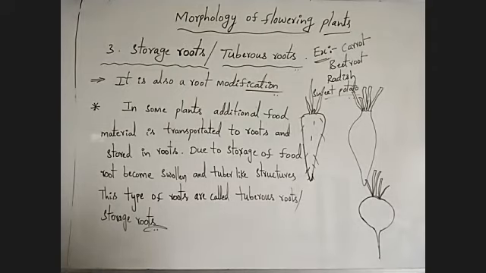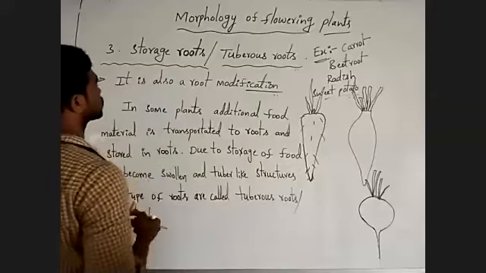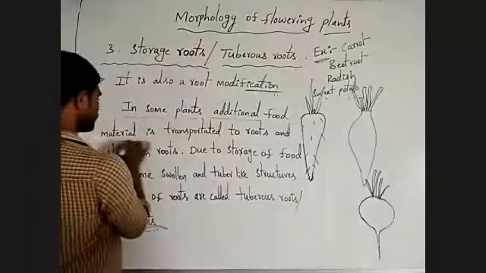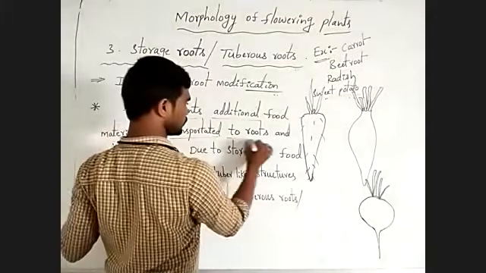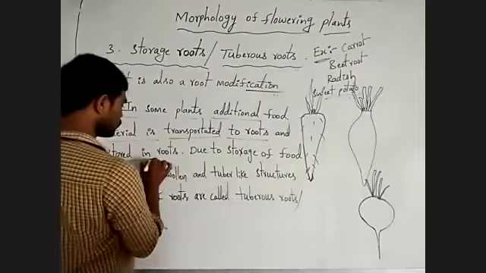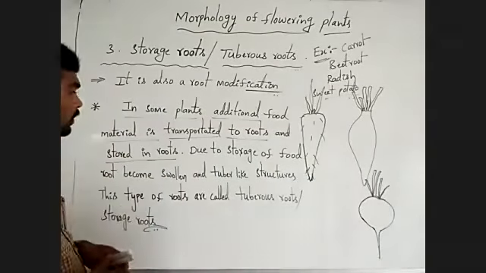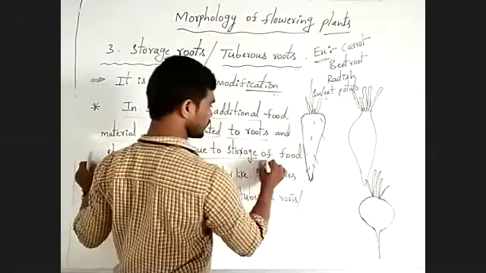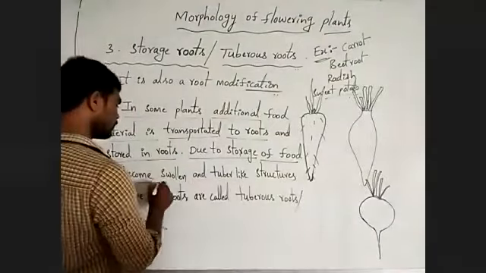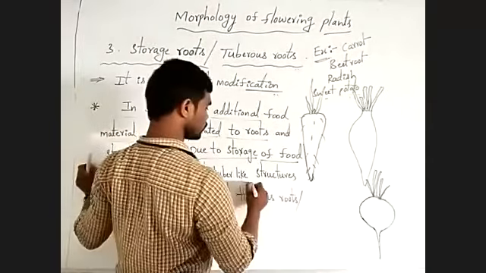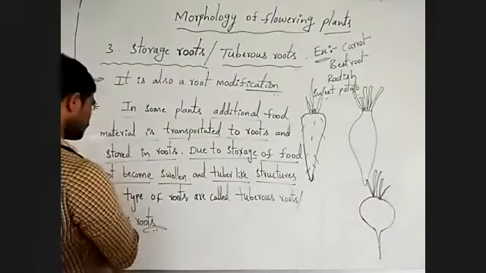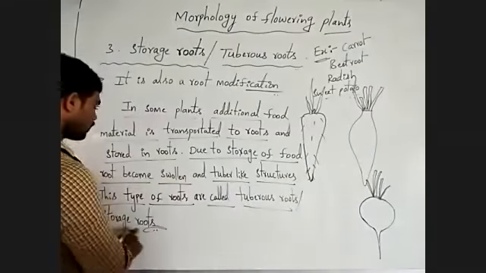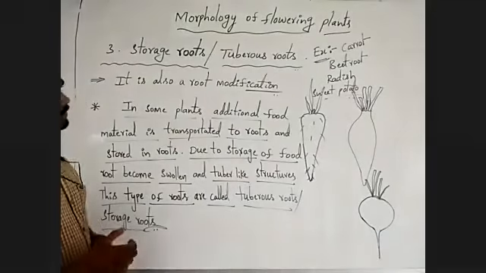Observe carefully. Storage roots. In some plants, additional food material is transported to roots and stored in roots. Due to the storage of food material, roots become swollen and tuber-like structure. This type of roots are called tuberous roots or storage roots.